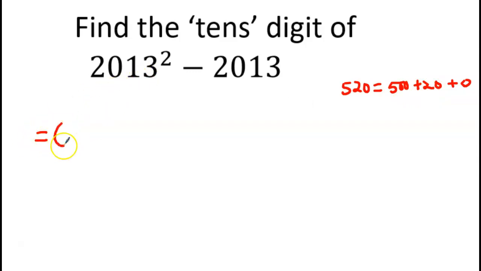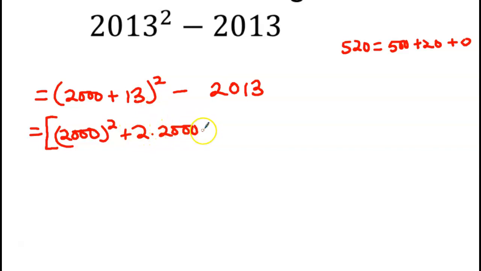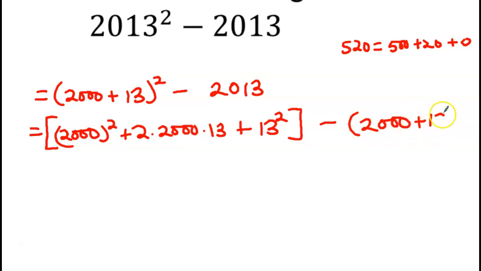2013, we can write it as (2000 plus 13) all squared minus 2013. Now let's expand this one. So you have 2000 squared plus 2 times 2000 times 13 plus 13 squared minus, so 2013 too, we can write it as 2000 plus 13. So let's go ahead and then simplify.